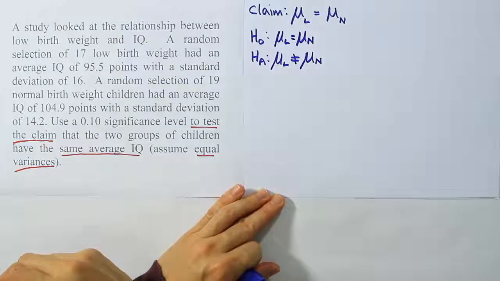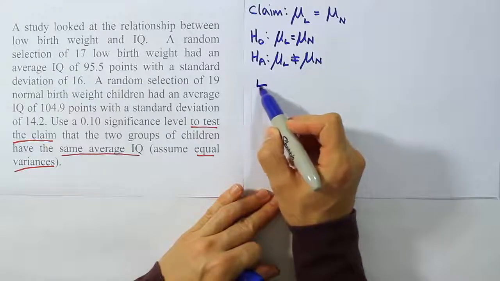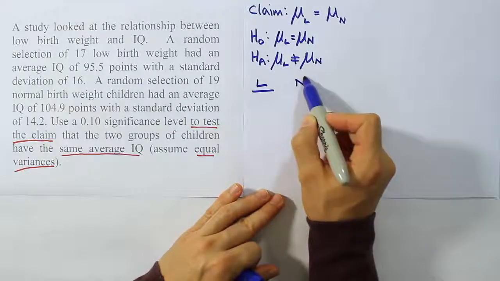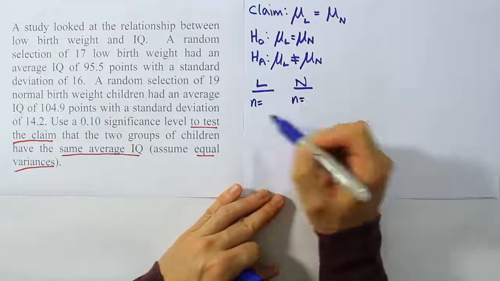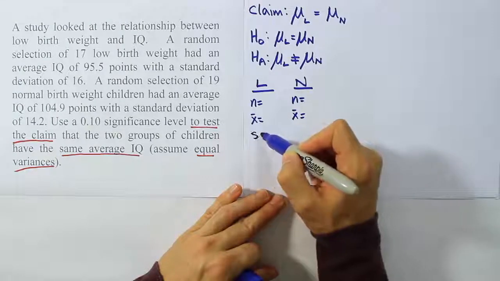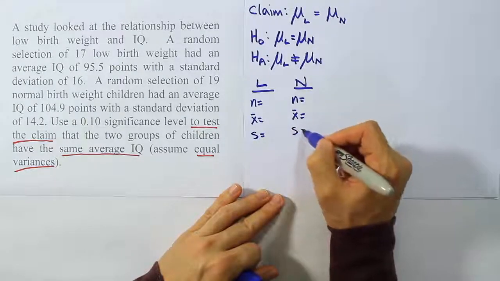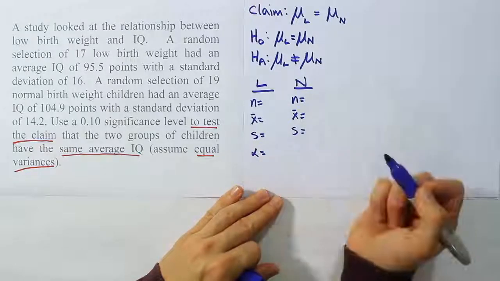Now, at this point, once you have that, the next step is going to be to go ahead and record the data for the problem. So let's go ahead and list all the data that's given in the problem. Let's do it under two titles, low birth weight and normal birth weight, right? And so I'm going to express the n for both groups. I'll want to know the sample mean for both groups. And I'll want to know a standard deviation or variance, depending on what they've given us in the problem. And then, of course, I'll have a significance level for these problems as well.